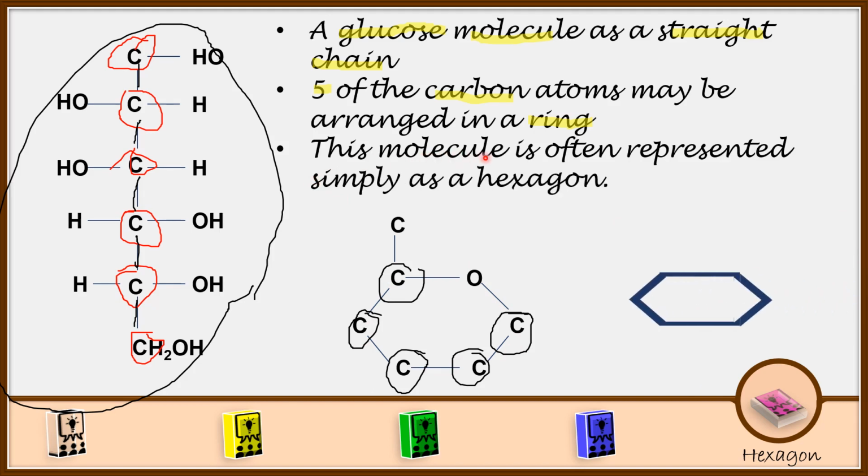This glucose molecule is often represented simply as a hexagon. If you look here, we have said that we have arranged it in a ring. That ring is hexagonal. So when you look at this hexagon, it is representing this molecule of glucose.